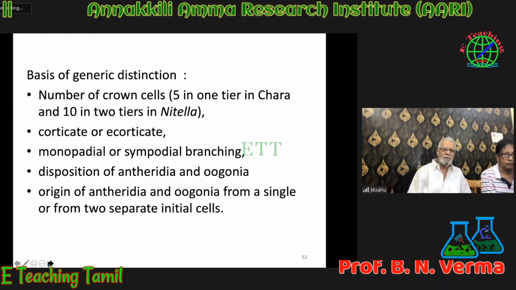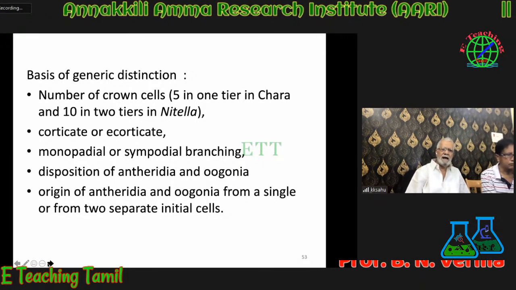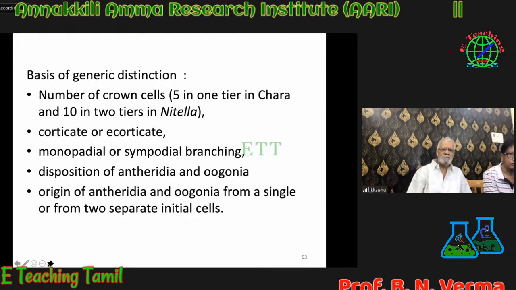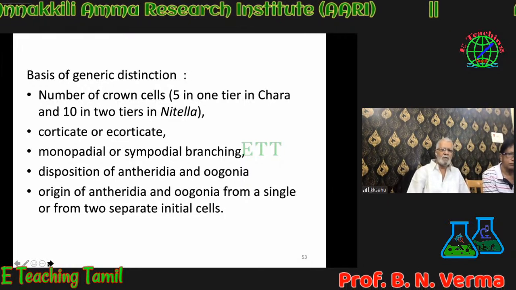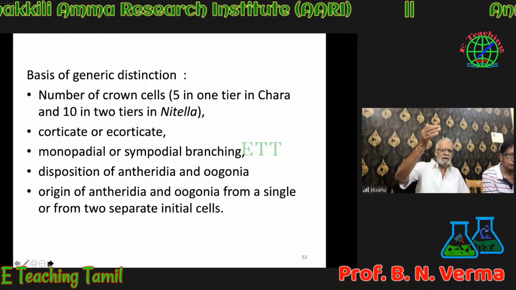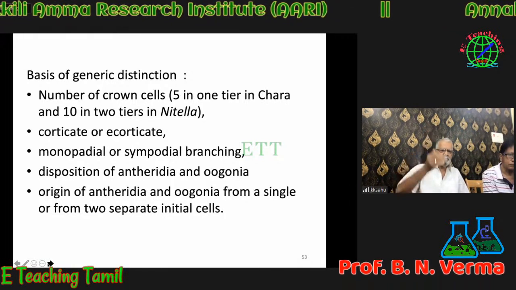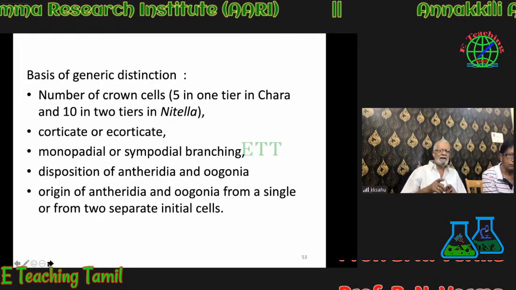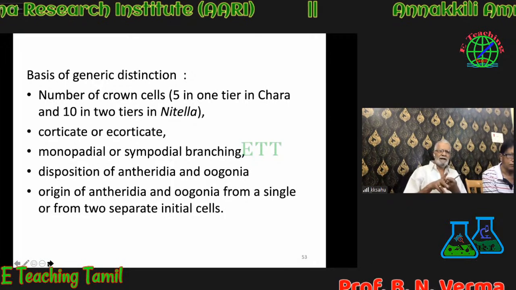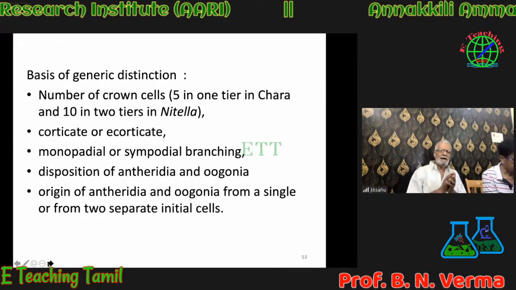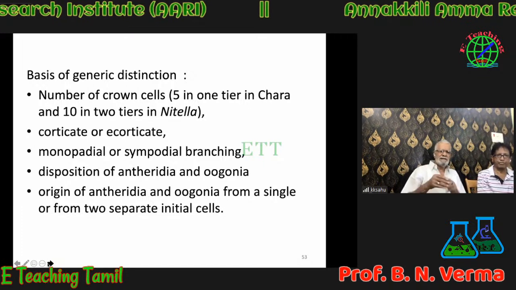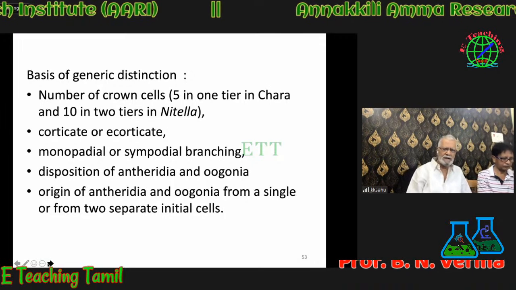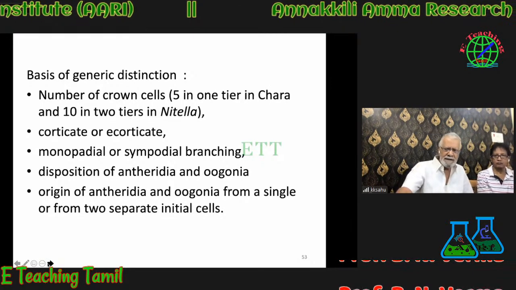Monopodial or sympodial, the mode of branching, are also bases of generic distinction. Then the disposition of antheridia and oogonia: I've just shown you the nucule in Chara, the nucule is above and the globule lower, just reverse in Nitella. In Tolypella, each node has one globule, and the antheridia, it has two. So on the basis of the disposition of the sex organs, antheridia and oogonia, the generic distinctions are made.